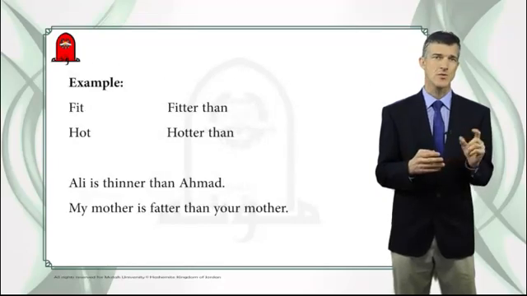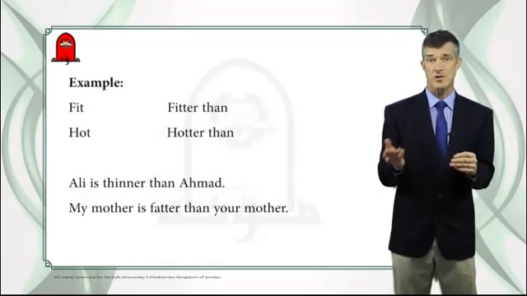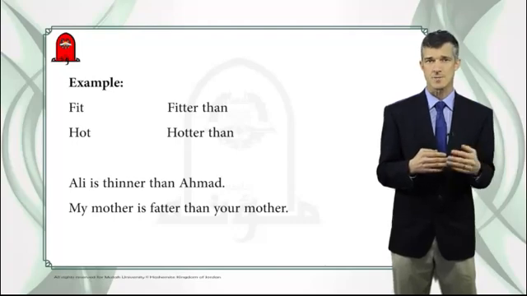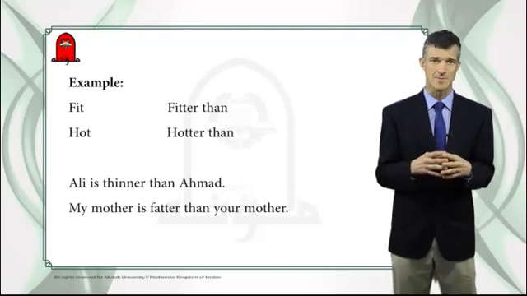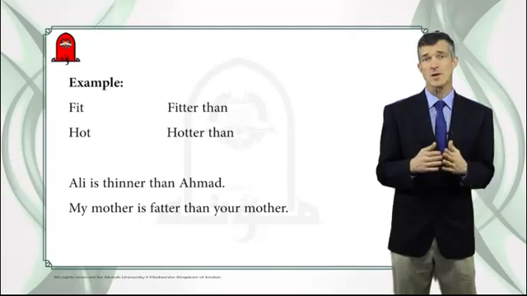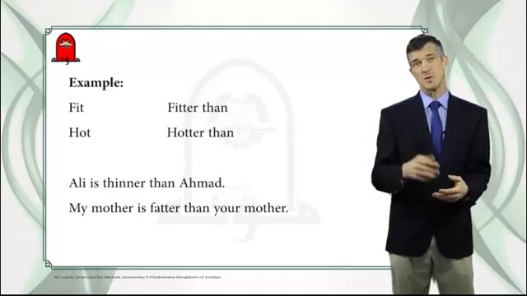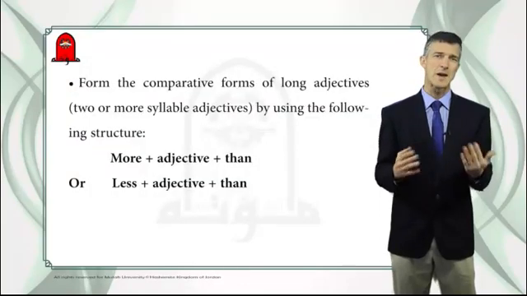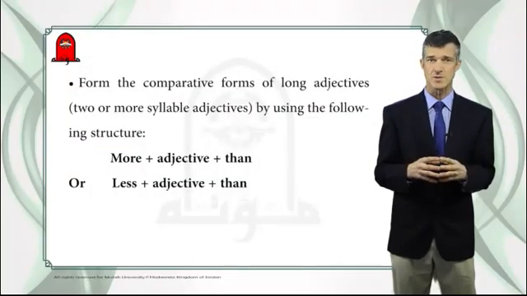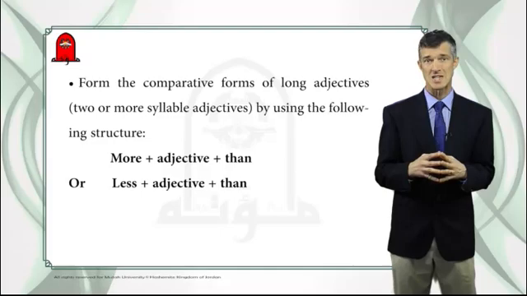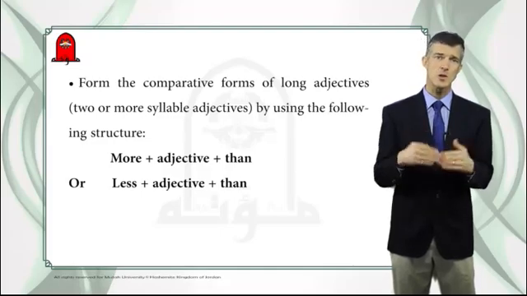Example. Fit, fitter than. Hot, hotter than. Ali is thinner than Ahmed. My mother is fatter than your mother. Form the comparative forms of long adjectives, two or more syllable adjectives, by using the following structure.